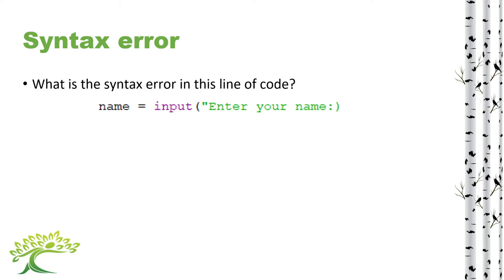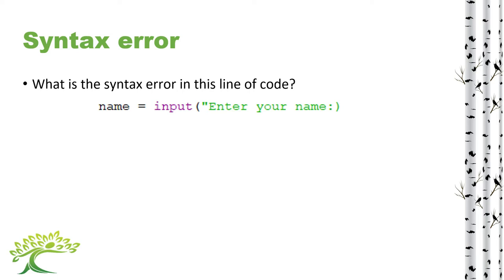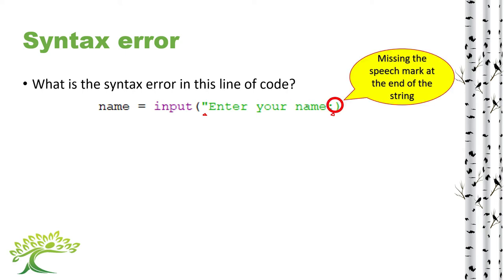So if you look at this piece of code here, we've got this Python statement. It's reading a person's name. It's asking the person to enter their name, storing this in a variable called name. And then at the end of that, you might have noticed that we are missing a speech mark at the end. We've got an open speech mark right at the start of the statement, right here, but there should be one right here to close off the string. This is a text string, and when we have an opening speech mark, we need a closing speech mark. So we're missing a speech mark there.